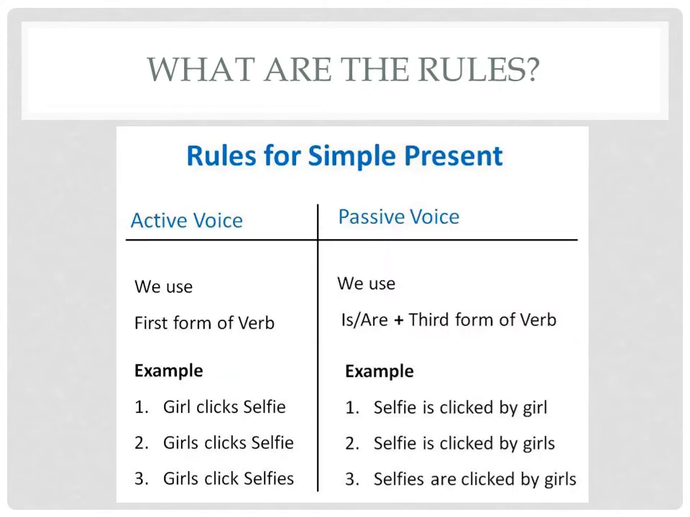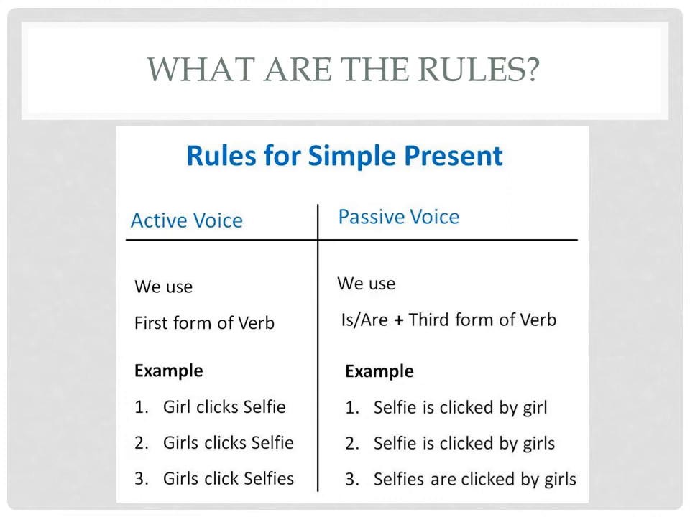What are the rules? So these are the rules for active voice and passive voice. I put them together for you to see the differences. But you have to look at passive voice. Okay. So first we look at active voice. We use the first form of verb. For example, girl clicks selfie, girls click selfie, girls click selfies. Okay. Now, for active voice, we use present simple. That's it, clicks, click.